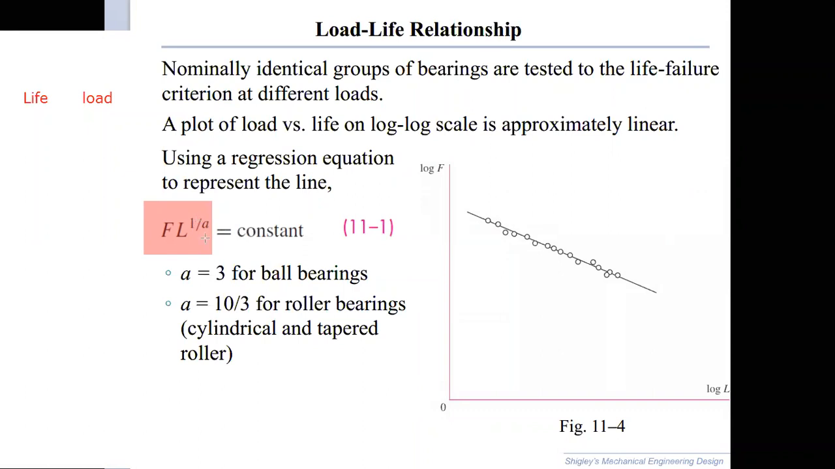Now, what is this 1 over A? A is equal to 3 for ball bearings. It comes out to be 3 for ball bearings, and it is 10 by 3 for roller bearings. So this equation stands for the rolling contact bearings. F L^(1/A) is equal to a constant.